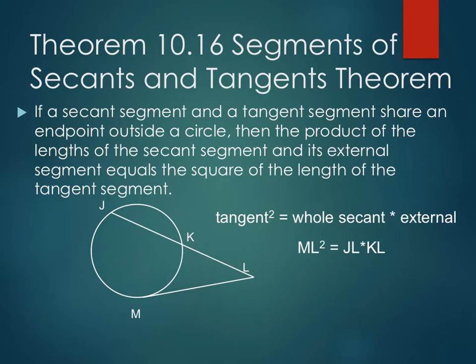And the last theorem in this section is 10.16, which is the segments of secants and tangents. So now we've got a secant and a tangent. If a secant segment and a tangent segment share an endpoint outside the circle, then the product of the lengths of the secant segment and its external segment equals the square of the length of the tangent segment. So it's, again, a lot of words for this simple statement, which is that the tangent squared, which would be ML squared here, would equal the whole secant segment, which would be JL, times the external part, which would be KL.